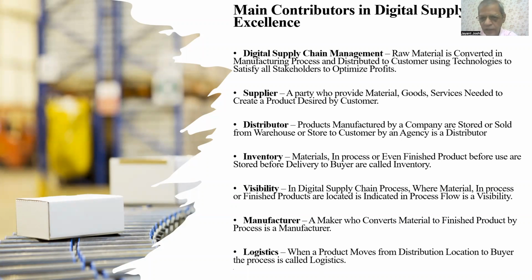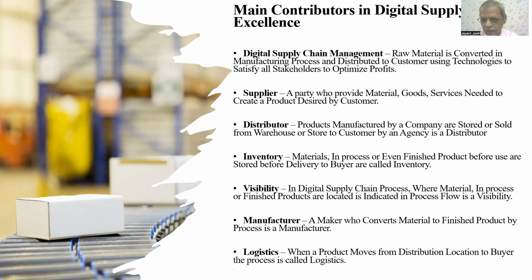I'm just briefly writing down the definition of these various contributing factors. So the first factor is, when we say it's a digital supply chain, what we are going to do is take up a raw material which is going to get converted in the manufacturing process, and finally that is going to get to distributors and customers using various technologies, which really satisfy all the stakeholders and optimize the profits. That's our business goal. So the digital supply chain is a contributing factor in the whole process.